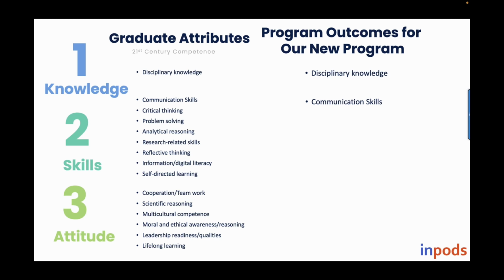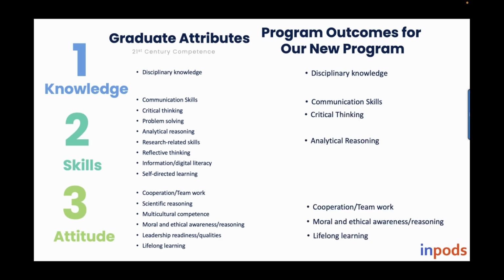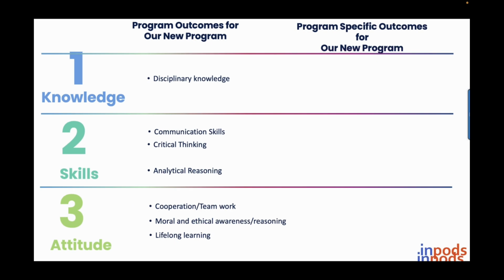Hence you will pick something that is applicable from the list of attributes here, which I am doing right now. For a program, you will find that these 5 to 6 or 7 attributes are applicable to any higher education process: communication skills, critical thinking, analytical reasoning, cooperation, teamwork, moral and ethical awareness, lifelong learning. These are all commonly applicable attributes, but the program specific ones have to be defined. So what could those be, right?